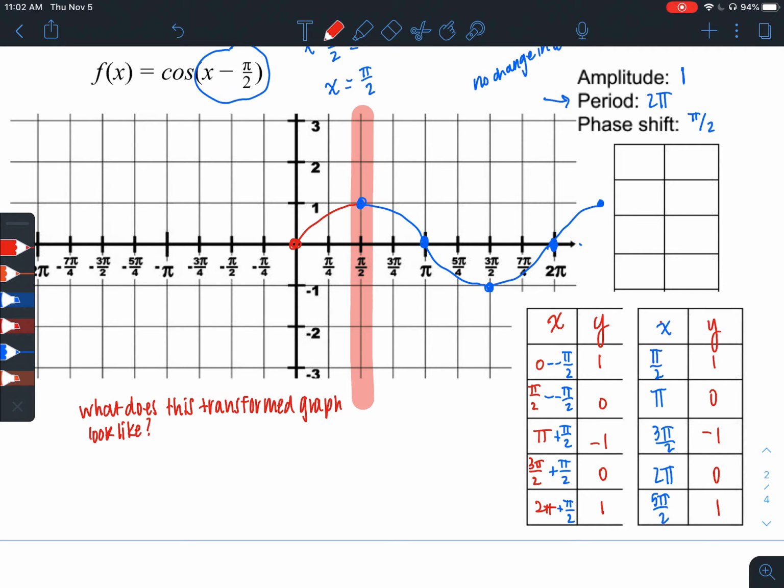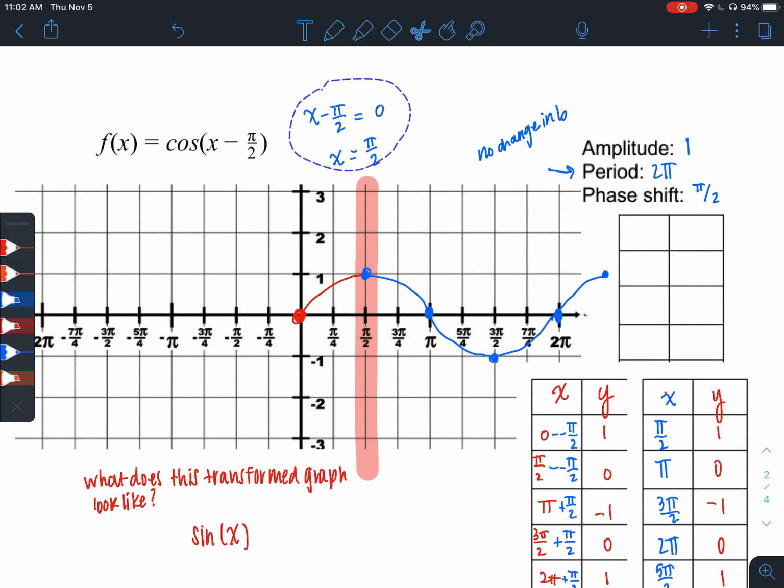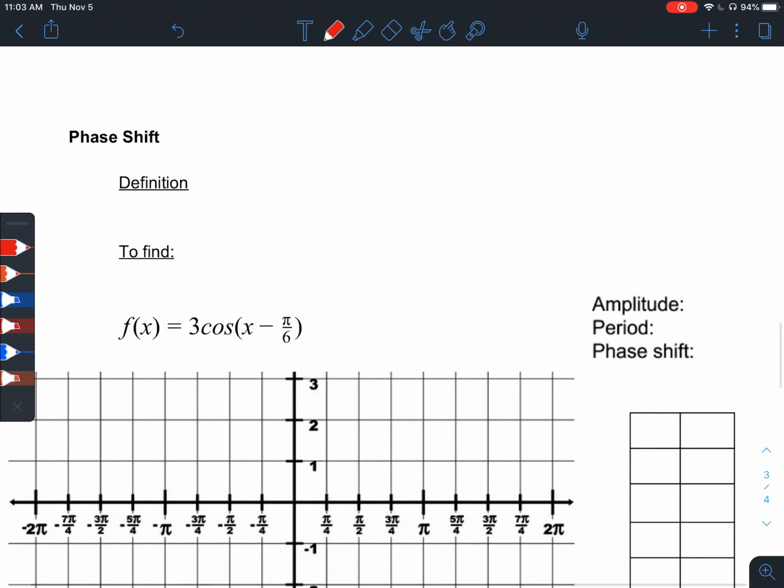Now, whatever observations you had, you should have said that it looks like sine of x because look, it starts at 0 and it continues on. So cosine of x minus pi over 2 is actually equal to sine of x. Okay, so you'll find that when we shift stuff around, it might start looking like other stuff because of how similar the functions are. Okay, so let's define these.